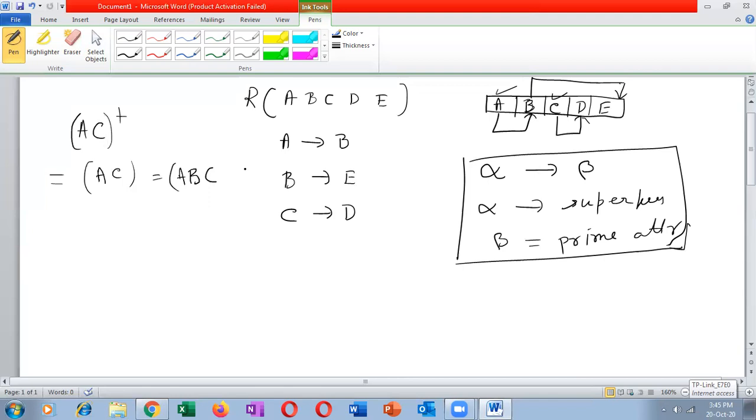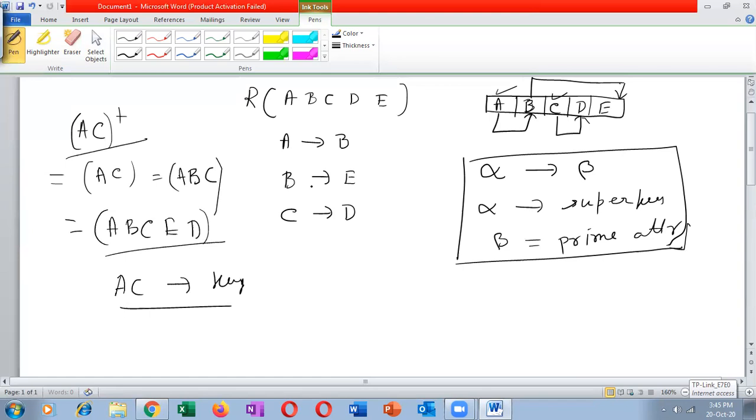So now ABC. After that B to E is also there, so A, B, C, E. C to D is also there, so add D. That means I can see that AC can identify all the attributes in this schema. So I can consider AC as a key. AC is a key.